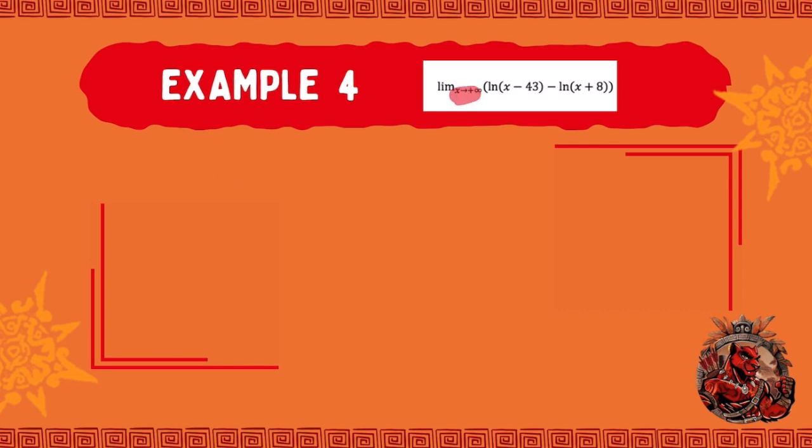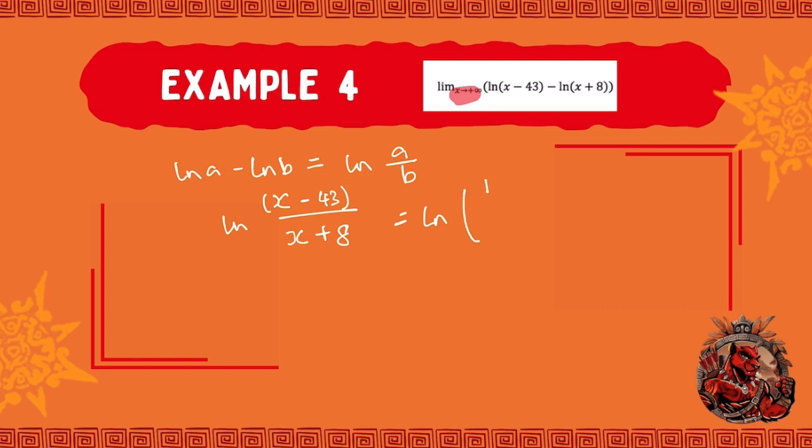So here's the last example of this video. It might look a bit trickier than the ones we did, but let's simplify it first. First, we can use the log rule to combine these two into one log. And after that, we're going to simplify the inside of this log by dividing both the numerator and the denominator by x.